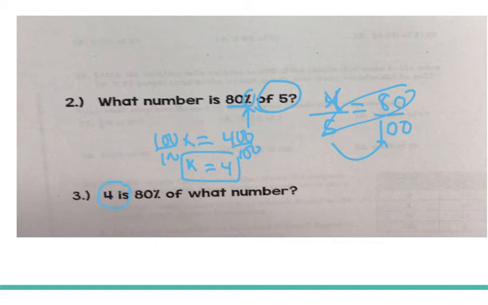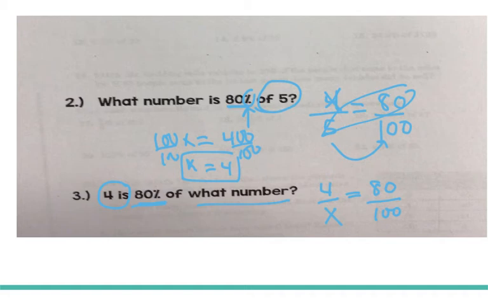So that's the part, right? So that's going to go on the top. We don't know what number it's 80% of, so we're going to put an X there. But we know we have the percent here is equal to 80 over 100. Okay, so then again, we could follow the same procedure.